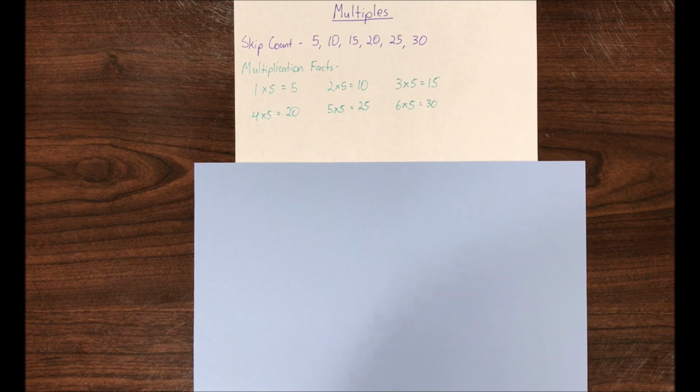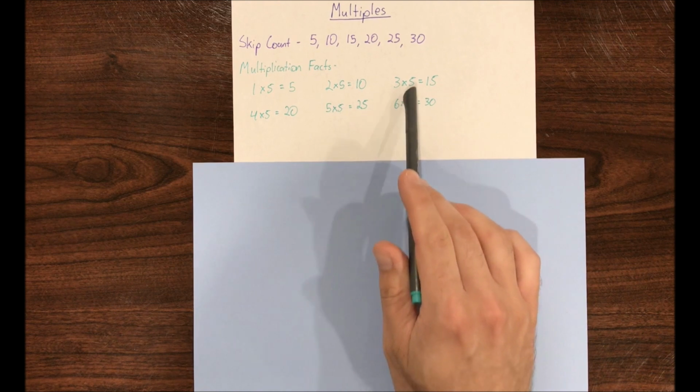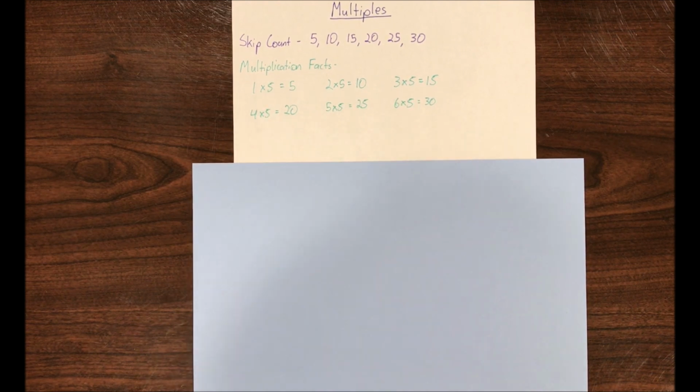Okay. So the products for all of these number sentences. And notice these are all number sentences where a number is multiplied by 5, right? We see it each time. These are all called multiples of 5. A multiple of a number is the product of that number and any other whole number.